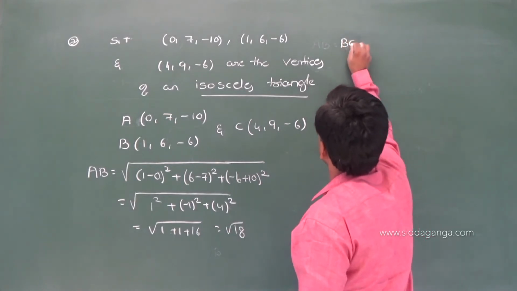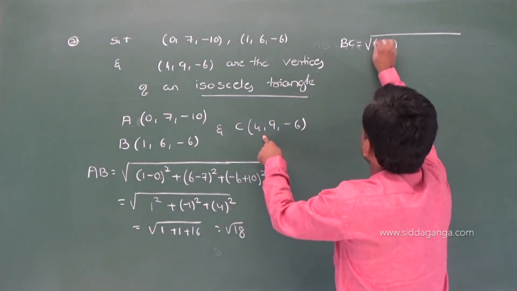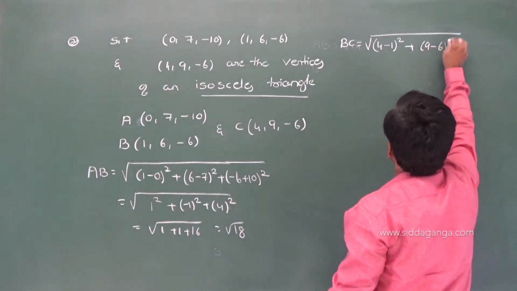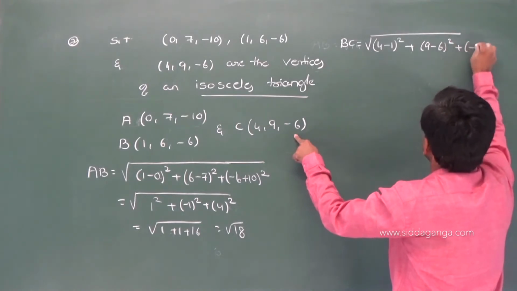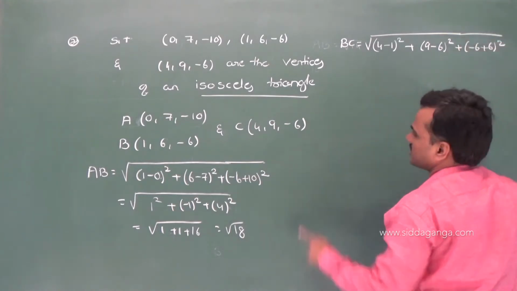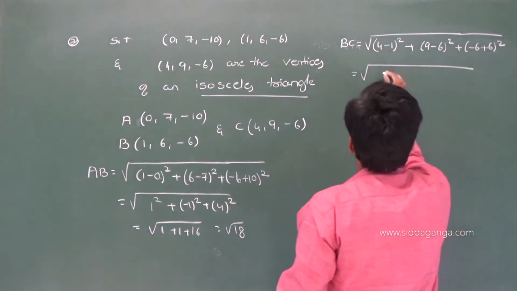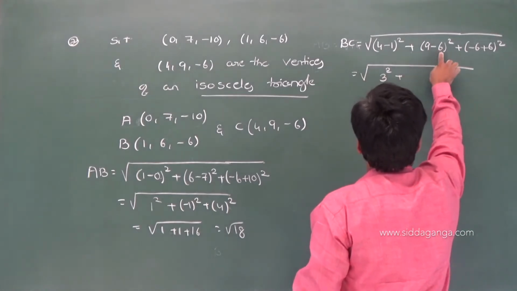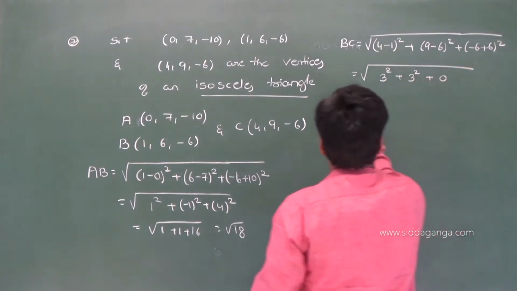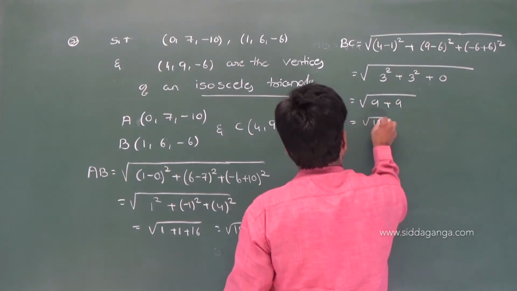Similarly, we find distance from B to C. 4 minus 1 whole square plus 9 minus 6 whole square plus minus 6 minus of minus plus 6 whole square. Correct? That is square root of 4 minus 1 is how much? 3 square plus 9 minus 6 is how much? 3 square. Plus 0. 3 square is how much? 9. 3 square is how much? 9. So it is 9 plus 9, root 18.